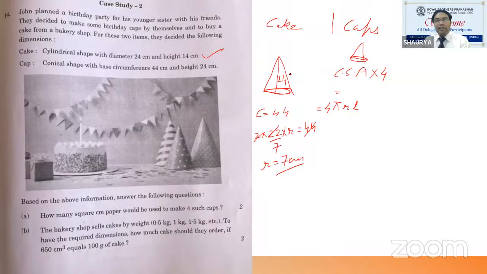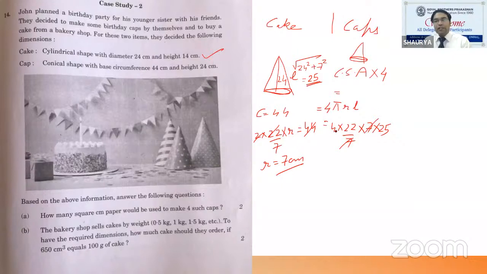Now we need to find the slant height l. So let's use the Pythagoras theorem. We will get root under 24 square plus 7 square, that is root 625, which comes out to be 25. That is the slant height. Let's plug in the values. 4 into 22 upon 7, the radius we got as 7, multiplied by the slant height, which is 25.